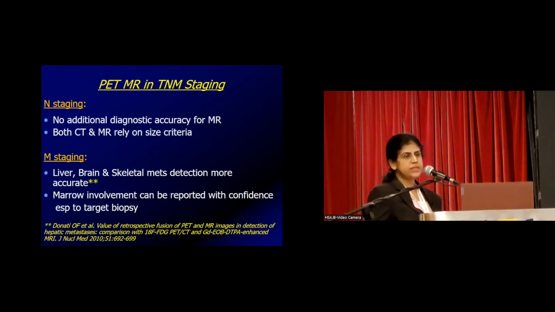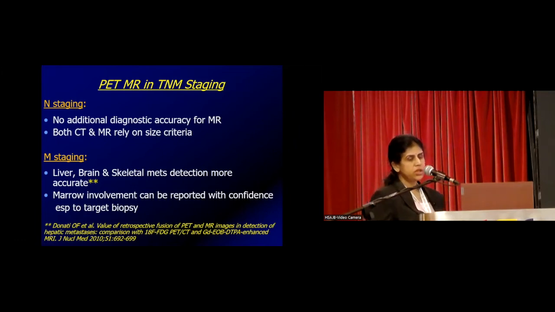When we compare the PET-CT, the PET-MR does not have great diagnostic accuracy because both CT and MR rely mostly on the size criteria. Here, another word of caution is that when you do PET-MR imaging, the lung nodule pickup rate is very poor. So we need to supplement ourselves with a high resolution inspiratory CT so that we don't miss out on the lung nodules.